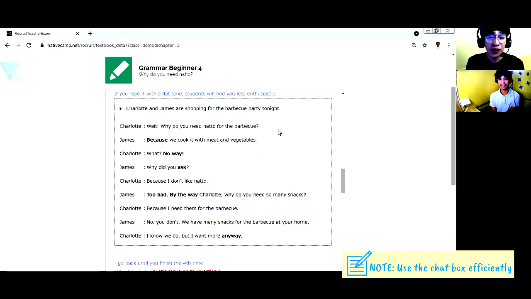Wait, why do you need natto for the barbecue? Because we cook it with meat and vegetables. What? No way. Why did you ask? Because I don't like natto. Too bad. By the way, Charlotte, why do you need so many snacks? Because I need them for the barbecue. No, you don't. We have many snacks for the barbecue at your home. I know we do, but I want more anyway.